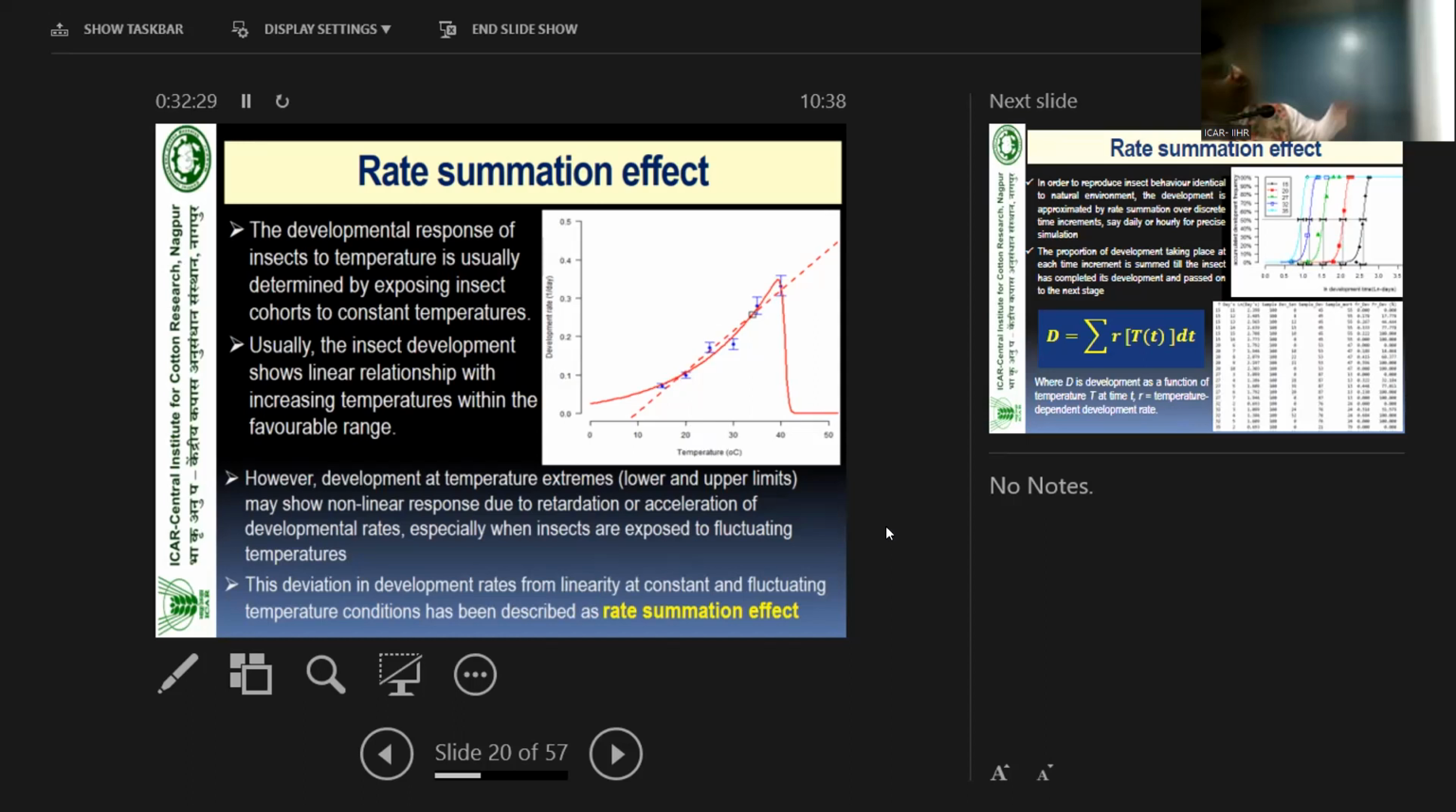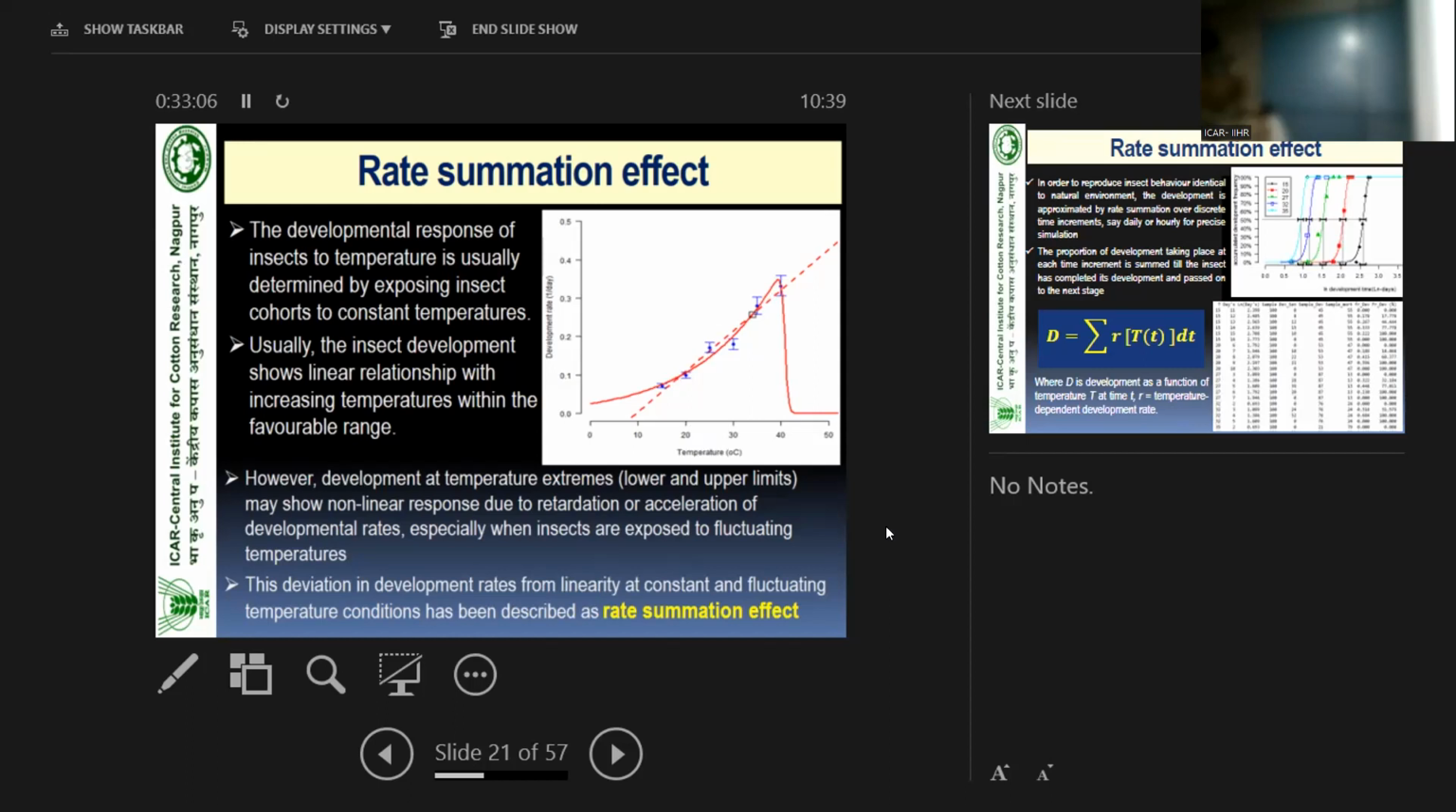In plant physiology also, we have curves like the logarithmic phase, then the stationary phase and the declining phase, isn't it? For any biological activity, there cannot always be linearity. There should be non-linearity at both extremities. And that's why this deviation at the extremities has to be accounted for, and that is accounted for by the rate summation effect. So this is called the rate summation effect. How is it accounted for? It is accounted for like this.